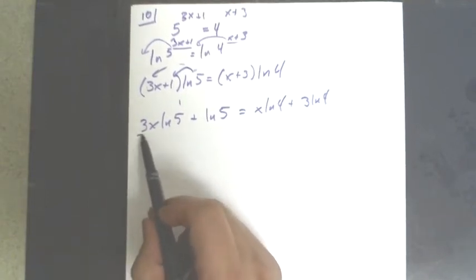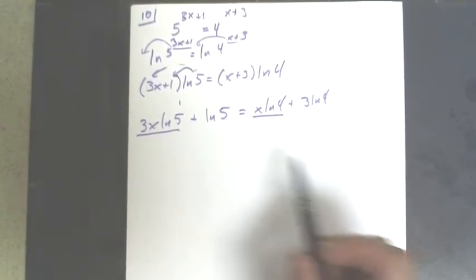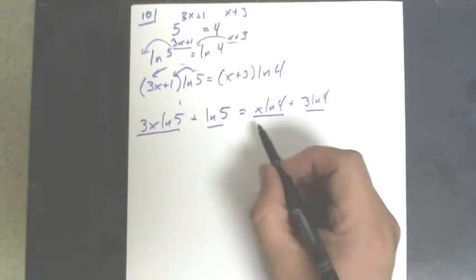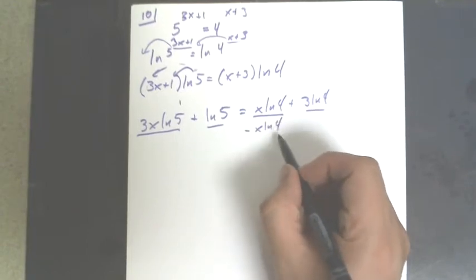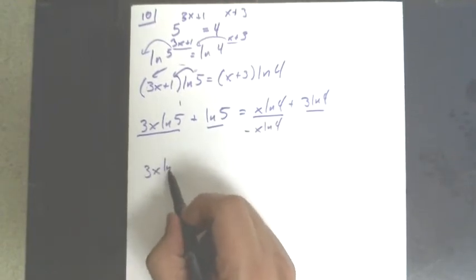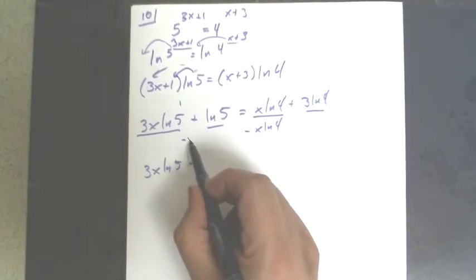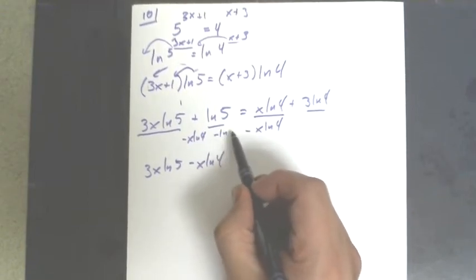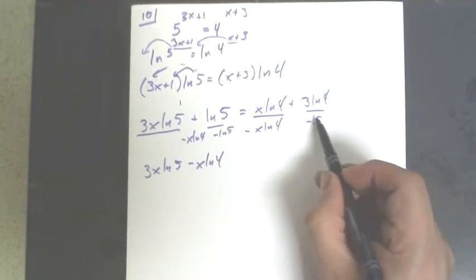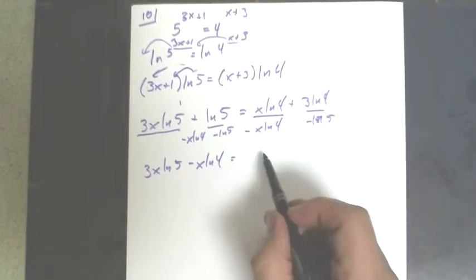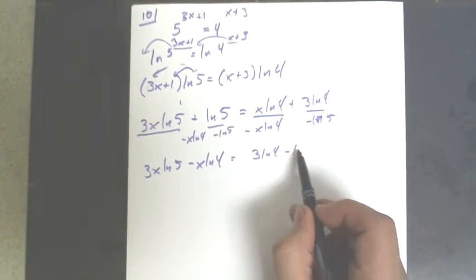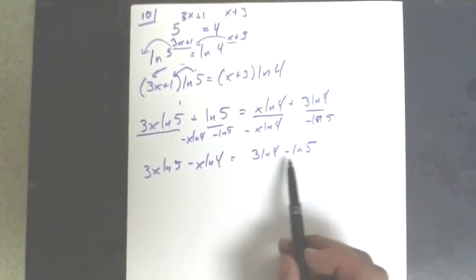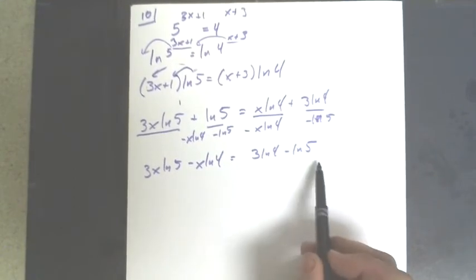So now you've got an x over here, an x over here. That's just a constant. That's just a constant. So get all your x's on one side, all your constants on the other. So I'm going to subtract the x natural log of 4 and get 3x natural log of 5 minus x natural log of 4. And I'm going to subtract the natural log of 5 on both sides. So on this side, we've got 3 natural log of 4 minus natural log of 5. That way we have all the x terms on this side, all the constant terms on this side.